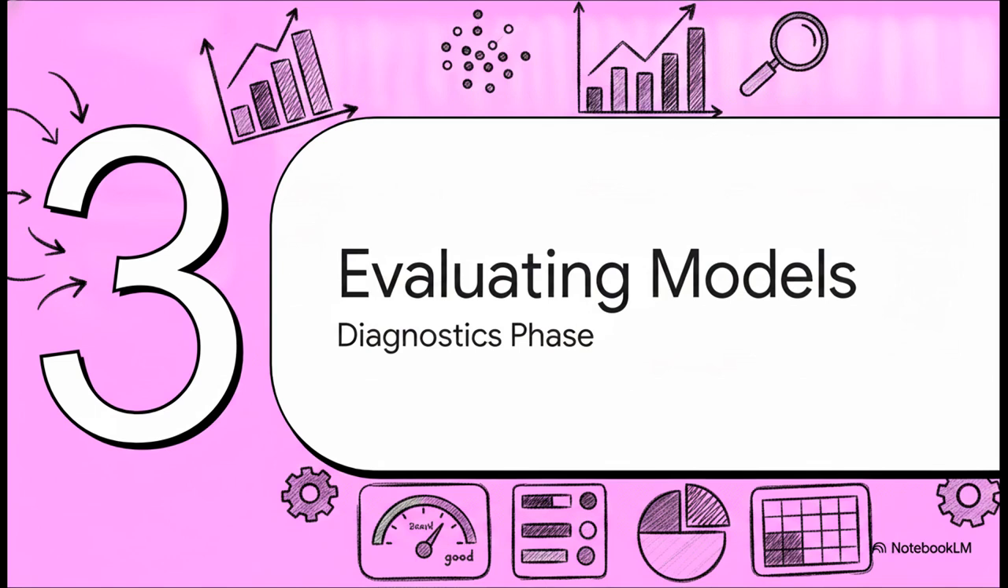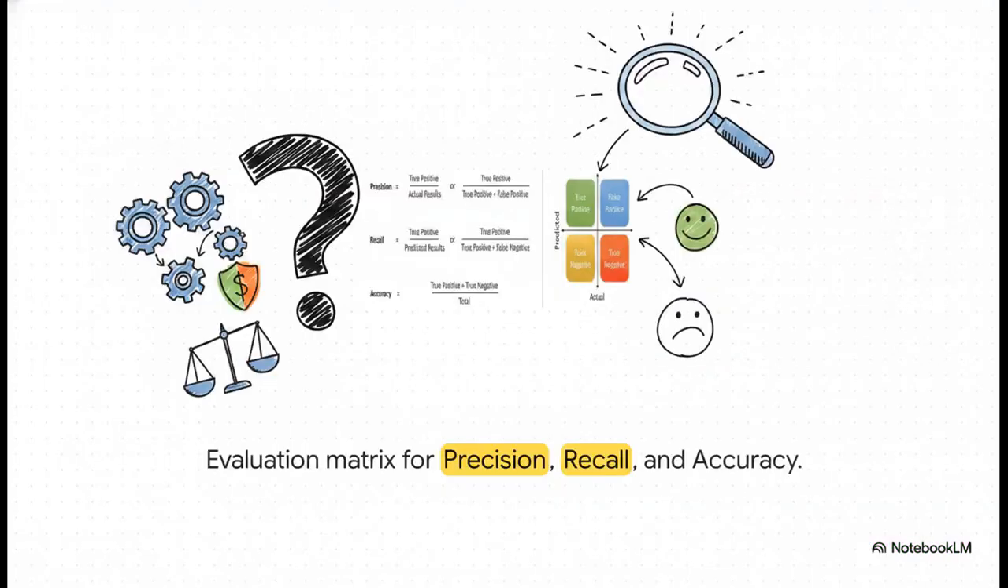But here's the million-dollar question. How do we know if that output is actually any good? That brings us to section 3, visualizing and evaluating models. This is where data visualization becomes our ultimate diagnostic tool. Now, what's really interesting about this matrix is how these abstract evaluation metrics map out visually.